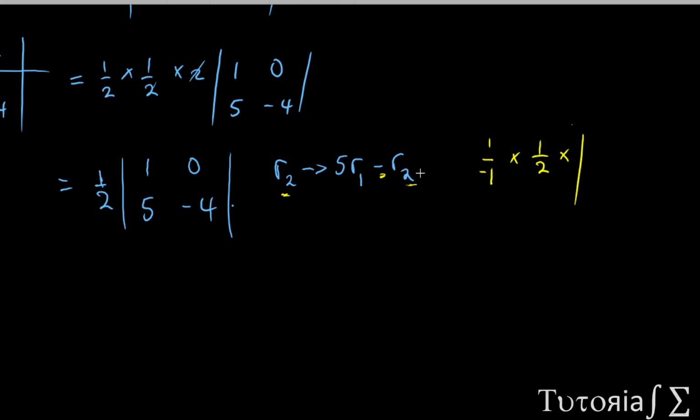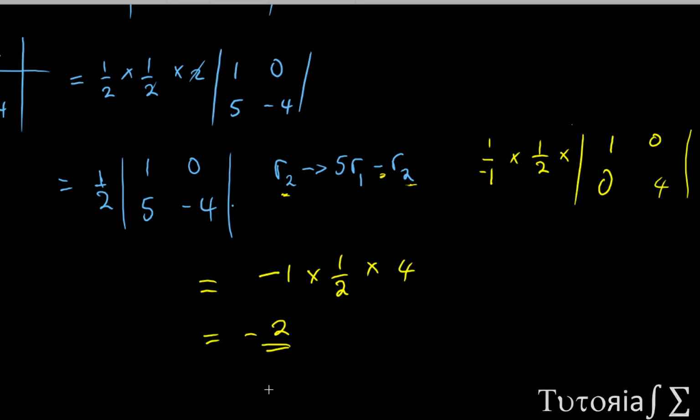So now row 2 changes to, so row 1 remains unchanged, that is 1, 0. Then row 2 changes to 5 times row 1, that would be 5 minus 0, that would be 5 minus 5, that would be 0. Then 5 times 0, that would be 0, minus negative 4, that would be positive 4. So now what we have out here is negative 1. 1 into that, that would be negative 1 times 1/2 times, here the determinant is only 4. So when we simplify everything, we're going to have negative 2 as your final answer. So that is basically what you're supposed to do.